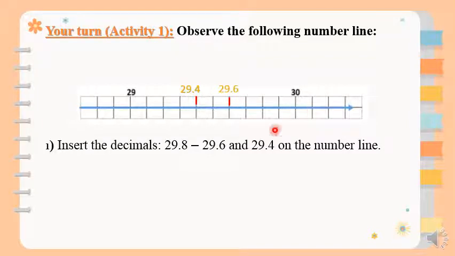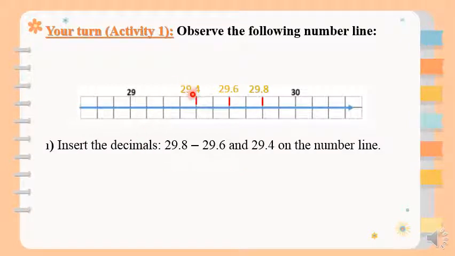Okay, now fill in the table. These are the decimals, and I want to round them to the closest natural number, to the closest whole number. 29.8. Is it closer to 30 or to 29? It's closer to 30. Look at 29.6. Is it closer to 30 or to 29? I have 1, 2, 3, 4 to reach 30, but I have to go back 6 steps to reach 29, so it's closer to 30.